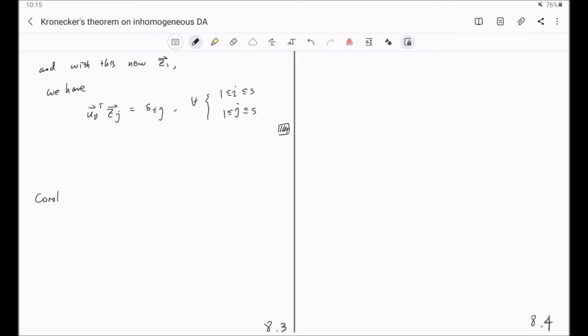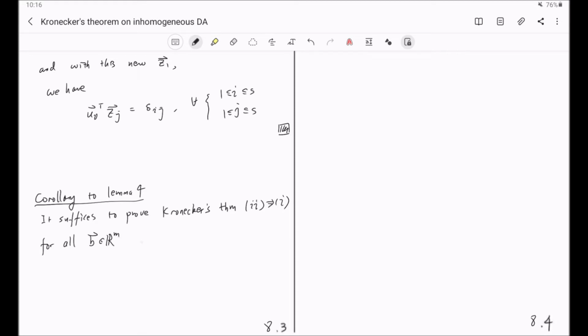So, corollary to lemma 4. This corollary states that it suffices to prove Kronecker's theorem, the direction from 2 to 1, for all b in R^m with U_i transpose times b equal to 0 for any i greater or equal to 1 less than or equal to s, where those U sub i's, as before, are a basis of the abelian group script M.